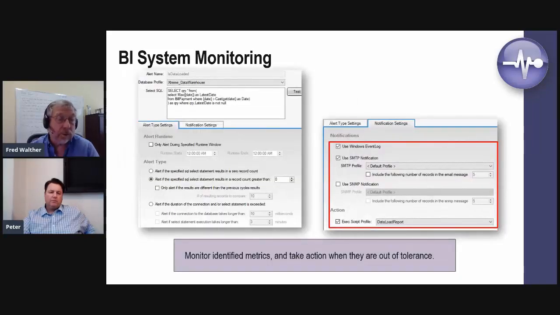We can also execute queries against any database in your system, and when a result is returned or not returned, or if it took over a certain amount of time to either connect to the database or execute the query, we can then take some action as well. So there are many more. We're just scratching the surface here with what we can monitor. We've tried to cover the most important ones.